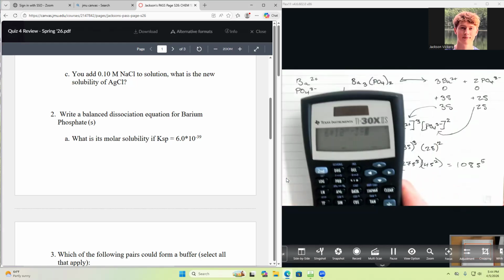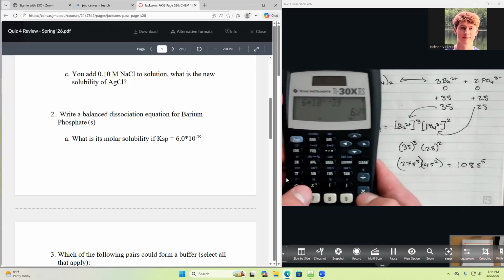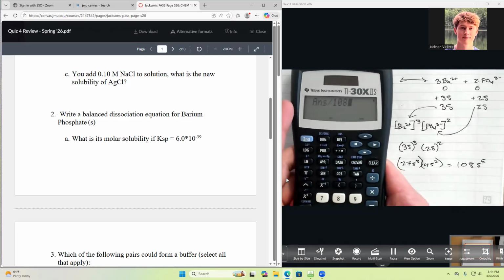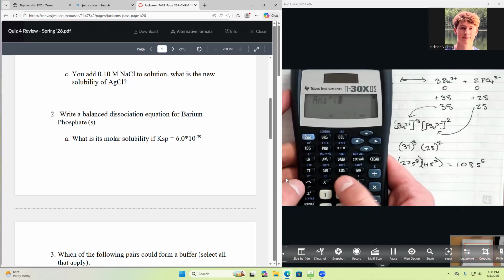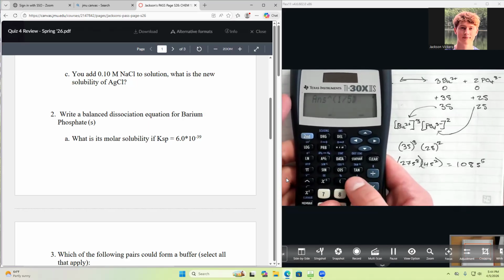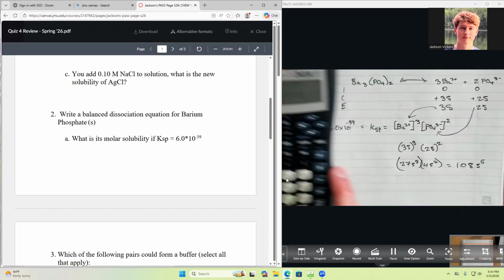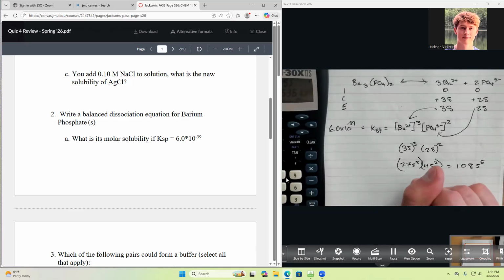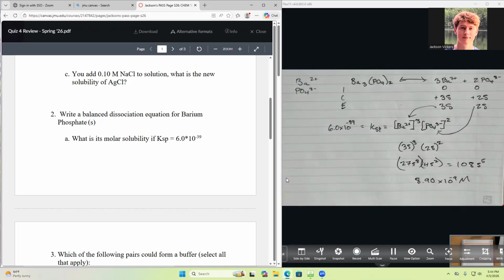And if you're curious how I do that on my calculator, I'd first do 6 times 10 to the negative 39, divide by 108. And then I do it by using that caret button and then putting in parentheses 1 divided by 5. So 8.90, I guess, times 10 to the negative 9 molarity. That's going to be our molar solubility on this problem. Do we feel okay with that? Awesome.